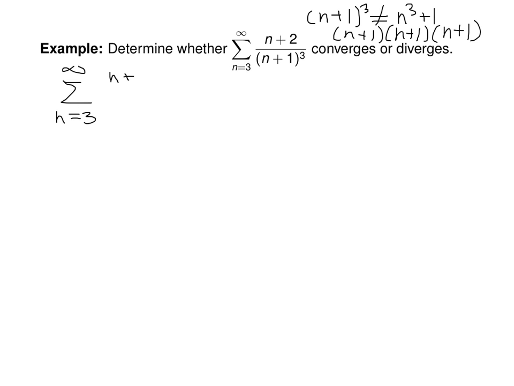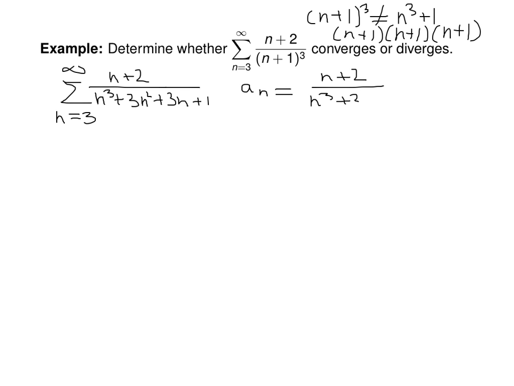So n plus 2 over n cubed plus 3n squared plus 3n plus 1. Alright, so I'm going to let a sub n equal n plus 2 over n cubed plus 3n squared plus 3n plus 1. And then for the b sub n's, looking at the most important part, the numerator is n, and the denominator is n cubed. N over n cubed will be 1 over n squared. So the b sub n's are 1 over n squared.